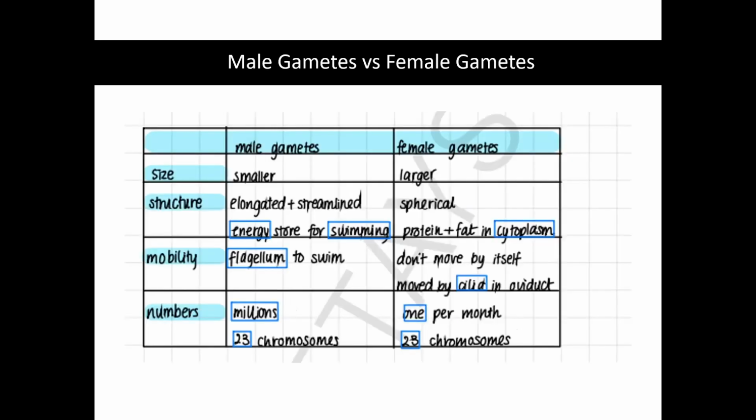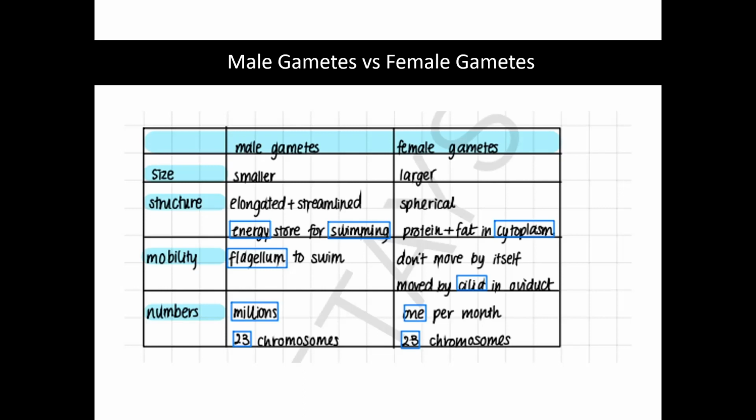Okay, and the difference between the male gamete versus the female gamete, which is the sperm and the ovum. Of course, the male gamete is much smaller and its structure is much more elongated and streamlined for swimming after sexual intercourse. And the mobility is by the flagellum to swim, and the numbers are in the millions. Each contains 23 chromosomes, half the set.